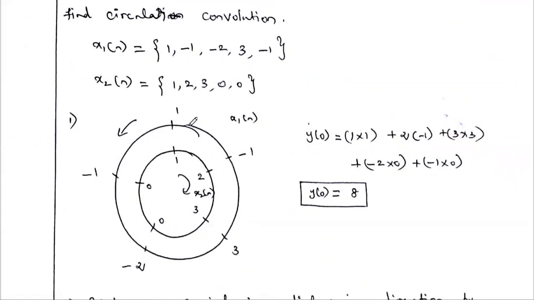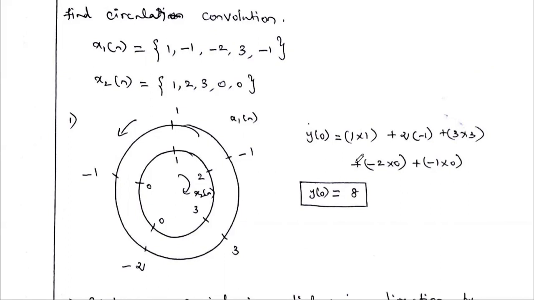Then the third step means we have to multiply these two data, the inner circle data and the outer circle data. So here you see, 1 multiplied with 1. Then 2 multiplied with minus 1. 3 multiplied with 3. Minus 2 multiplied with 0. Minus 1 multiplied with 0. So you have to multiply the corresponding two samples in the inner circle and outer circle, and add all these products.